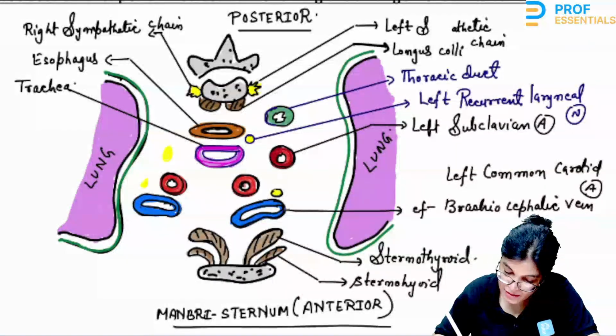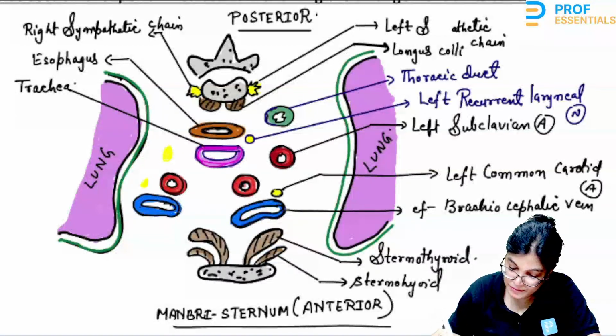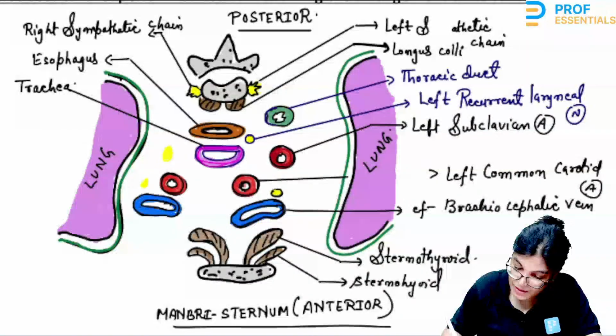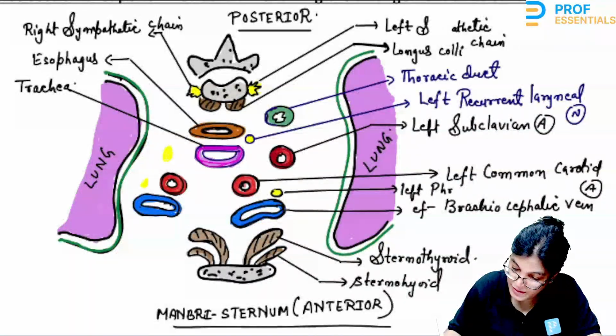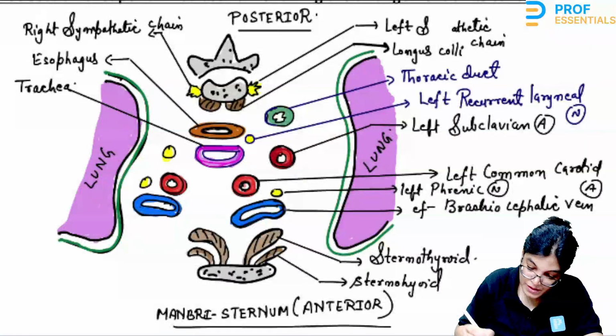Just a minute. This is the left common carotid. Okay, just a minute. No, this is the left common carotid artery, and this will be the left phrenic nerve. Is it okay? Yeah. And these are the nerves.